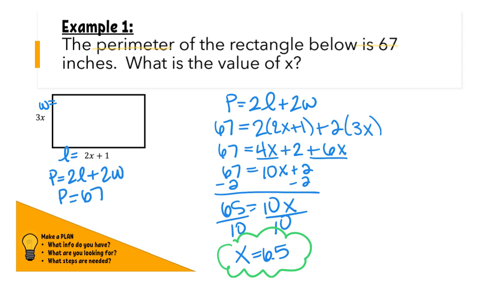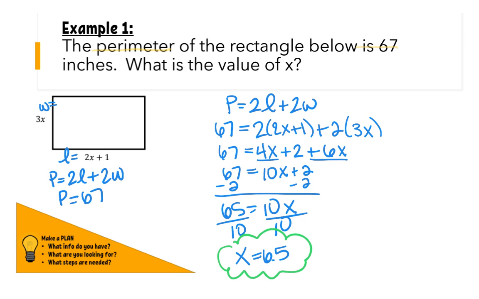After working out the problem, I have found that the value of x is going to equal 6.5. Now I do want to go back and double check against the original problem to make sure, is this what the problem was asking for? So going back and looking, what is the value of x? We have the value of x. We are done with this problem.